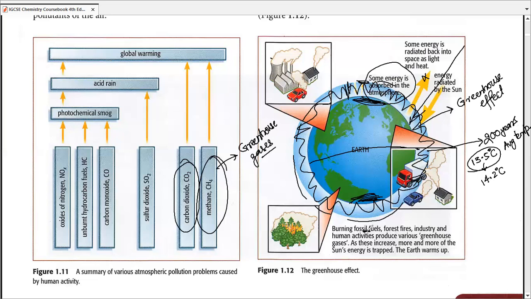Now, burning fossil fuels, forest fires, industry, human activity are producing various greenhouse gases. And as the amount of these gases are increasing, more and more of the sun energy is trapped, and the Earth is warming up as a planet. Make sense?